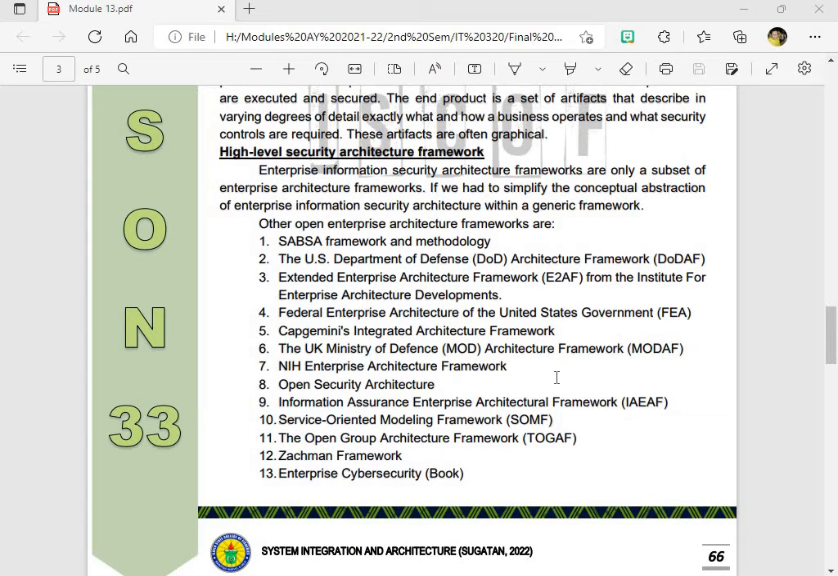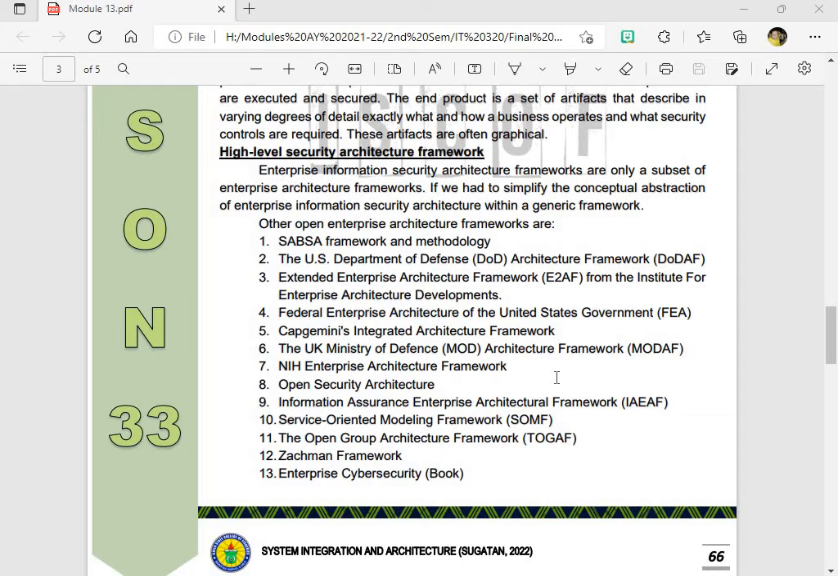So other than SABSA framework and methodology, other components or frameworks are as follows. You have the DoD, or the Department of Defense for the US framework. They have their own framework. The third one is Extended Enterprise Architecture Framework. Fourth is Federal Enterprise Architecture of the United States Government, so FEA. You cannot access it, guys, because only authorized persons can.